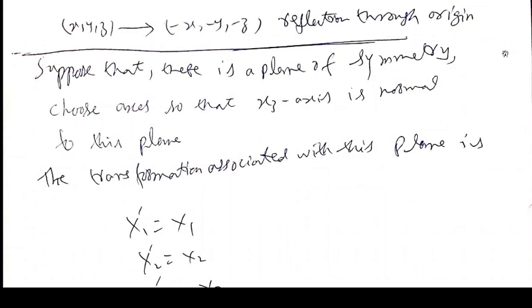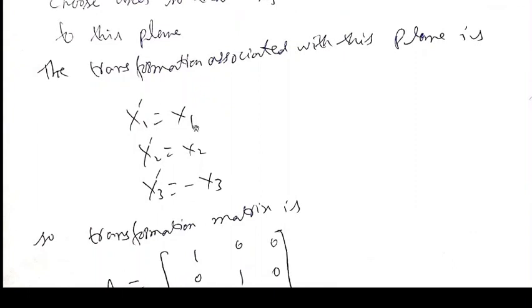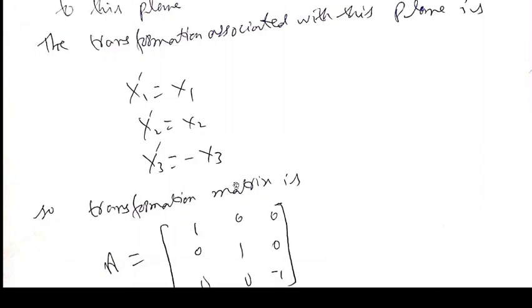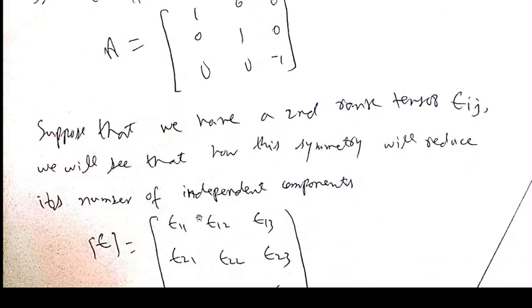This is one example of symmetry. If you have a plane of symmetry, choose axes so that x3 is the normal to this plane and the x1 x2 plane is the symmetry plane. Then you can write this transformation: x1 dash is equal to x1, x2 dash is equal to x2, and x3 dash is equal to minus x3, and the transformation matrix is this. Now we have a material for which we have a second rank tensor, this epsilon ij. This tensor is representing the properties of the material.